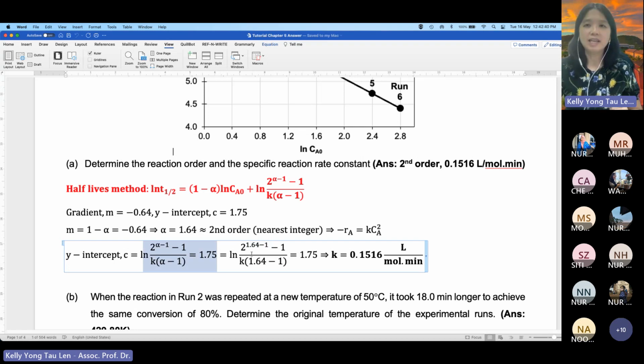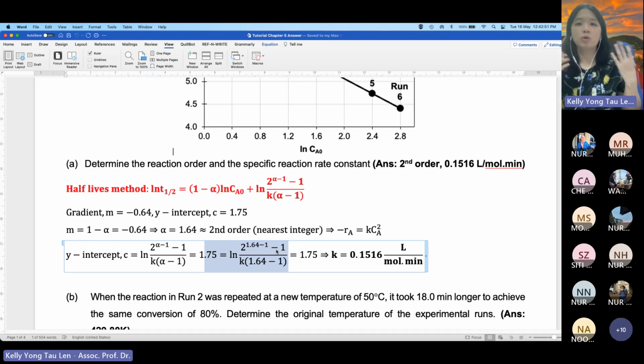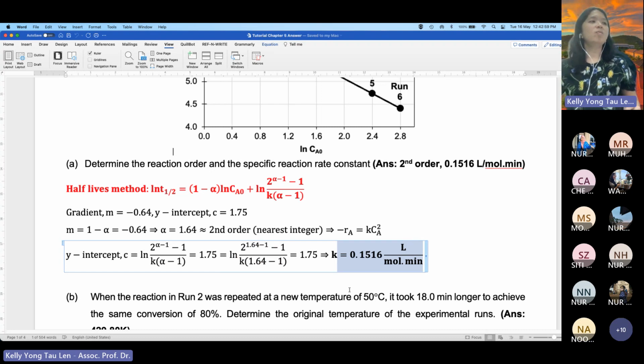So if you replace correctly, this is a little bit tricky because you have ln on the right side. So you have to know what I need to do to remove the ln on the right side, otherwise you cannot get the value of k. Okay, but if you calculate correctly, you will get your value k as 0.1516.